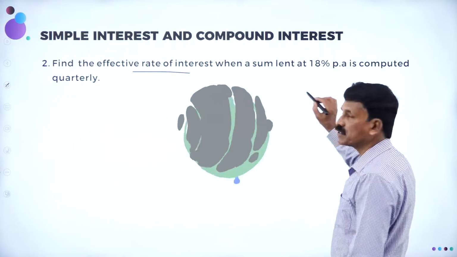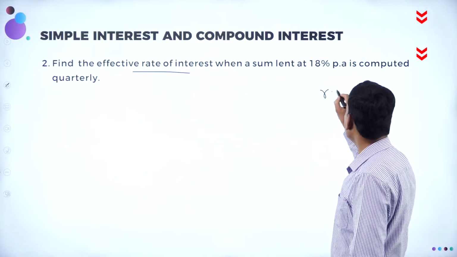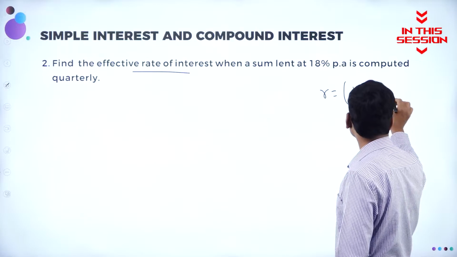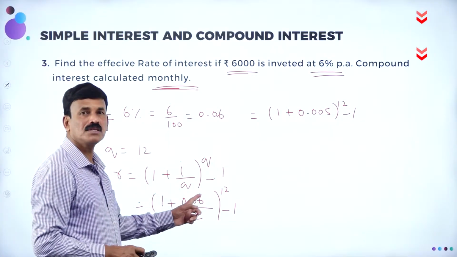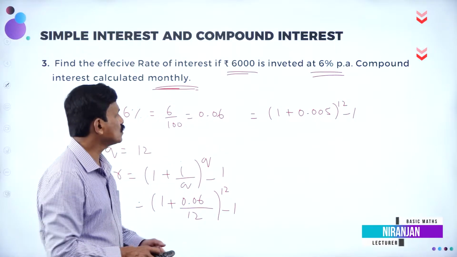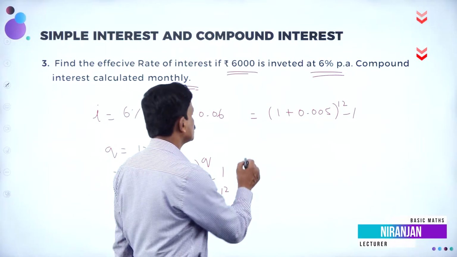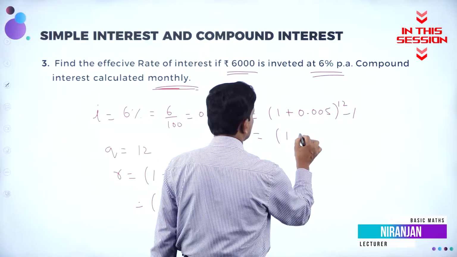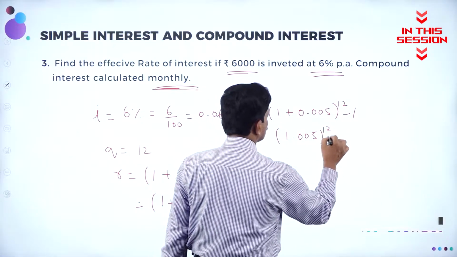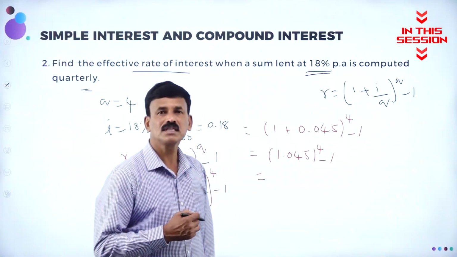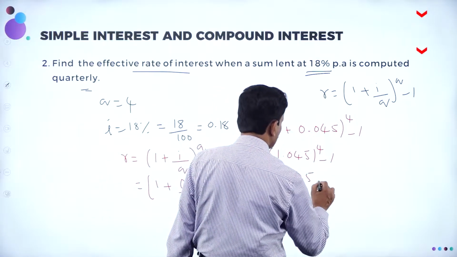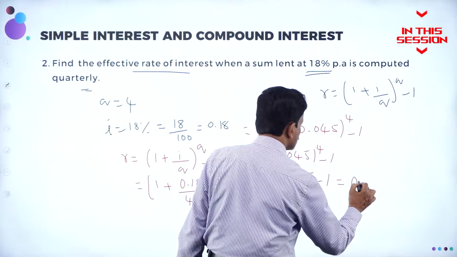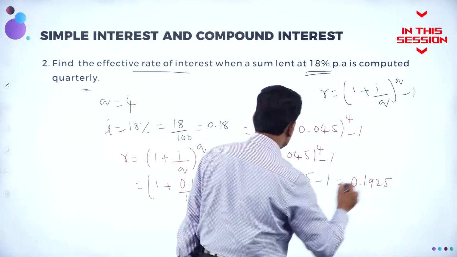So the effective rate of interest can be calculated using the formula R is equal to (1 plus I divided by Q) whole to the power of Q minus 1. If you divide 0.06 by 12, you will get 0.005. Now add this, this is equal to 1.005 all raised to 12 minus 1. So if you multiply 4 times, you will get 1.1925 minus 1, that's equal to 0.1925.